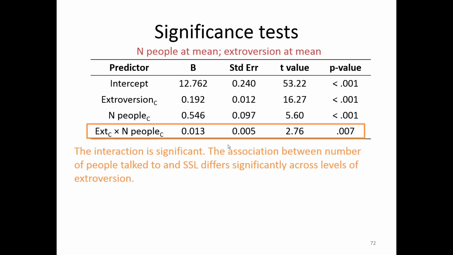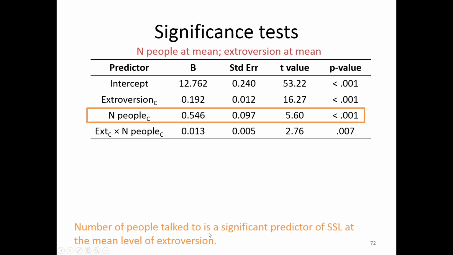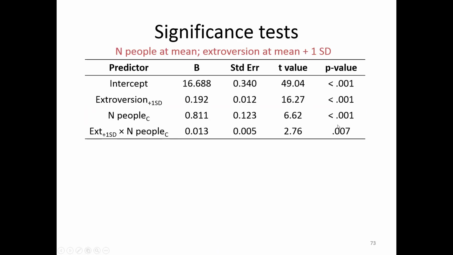Okay, so if we look at the interaction, the interaction is significant. The association between number of people talked to and satisfaction with social life significantly differs across the levels of extroversion. Extroversion is a significant predictor of satisfaction with social life at the mean level of number of people talked to. Again, it's not describing the effect of extroversion on satisfaction with social life overall, just at the mean level of number of people talked to. And similarly, number of people talked to is a significant predictor of satisfaction with social life at the mean level of extroversion.